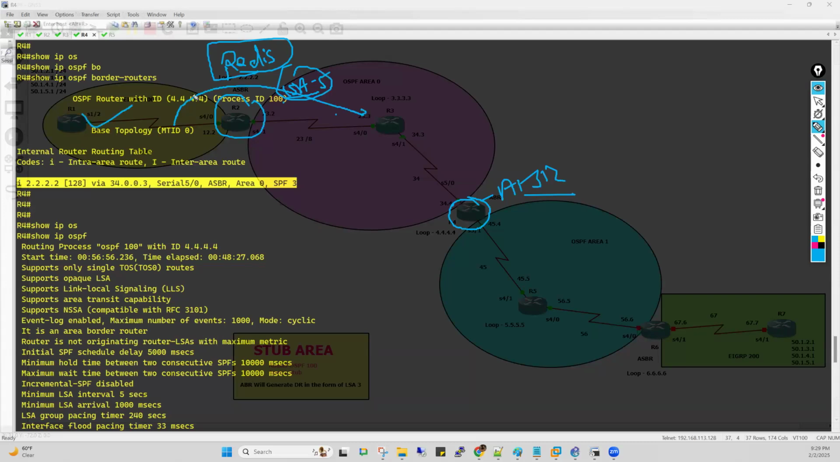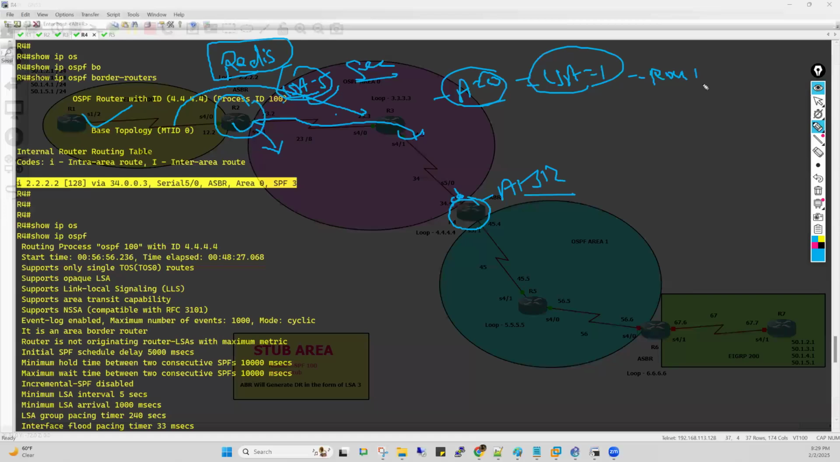Agree? Yes or no? That is the secondary thing. One more thing. In this area, this router and this router are already part of area number 0. Agree? Yes or no? So every router will generate the LSA number 1 also. That is called router LSA.